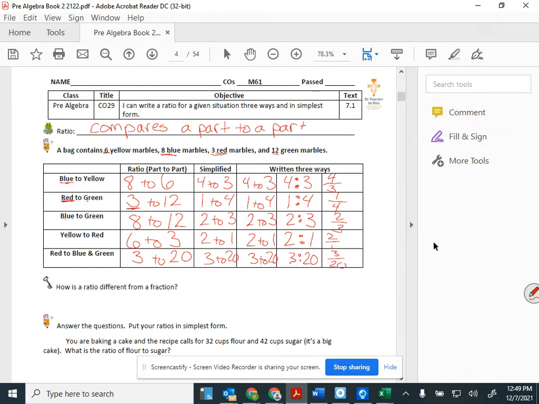So how is a ratio different than a fraction? A ratio compares a part to a part, whereas a fraction compares the part to the whole. So remember when we were talking in the last unit, how we had the P on top with the W on the bottom. So a fraction compares parts to whole. So when we look at this end section here, and I called it a fraction, it's a ratio. It's because it's part to part. It's not part to the whole. We're not putting how many marbles there are all together. That would be the whole.